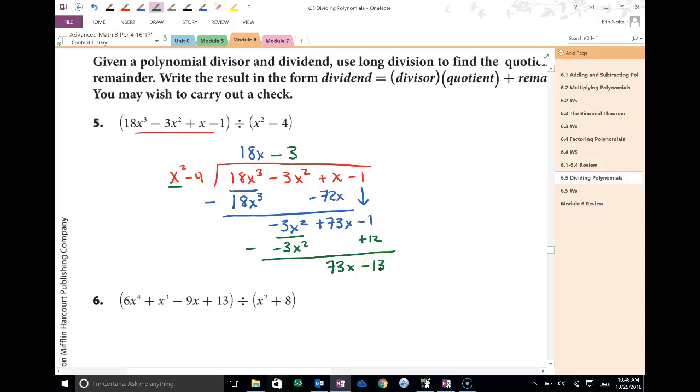So at this point, is it possible for me to multiply x squared by something to make it 73x? No, I would be losing an x. That's too small. So 73x minus 13 is going to go over the x squared minus 4. Okay, so 73x minus 13 is your remainder, so we write it with a plus sign in the middle of it, and then we write 73x minus 13 over our divisor.